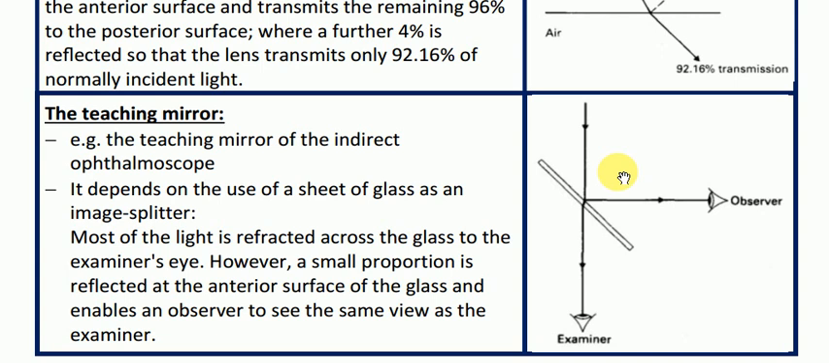Now this figure illustrates the use of a sheet of glass as an image splitter, for example, the teaching mirror of the indirect ophthalmoscope. As you can see, most of the light is refracted across the glass to the examiner's eye. However, a small portion is reflected at the anterior surface of the glass and enables an observer to see the same view as the examiner.